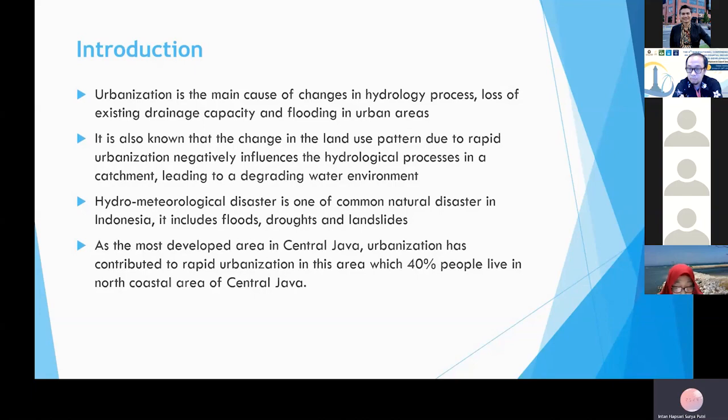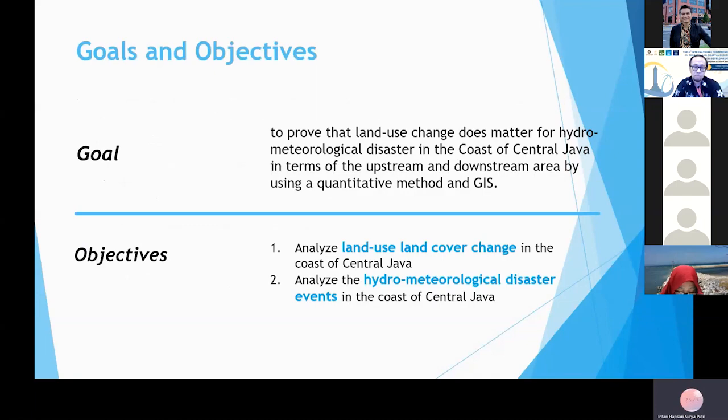So based on the conditions, this research aims to prove that land use change does matter for hydrological disaster in the coast of Central Java in terms of upstream and downstream area by using the quantitative methods and GIS.